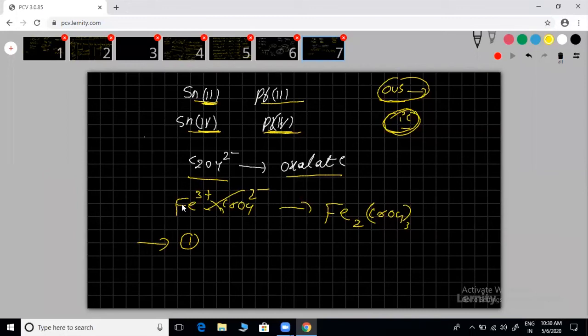And ferric oxalate. Both you can write. Ferrous oxalate and ferric oxalate. Try. Ferrous oxalate and ferric oxalate.